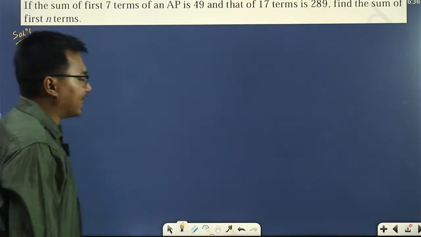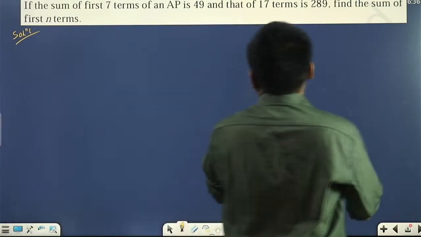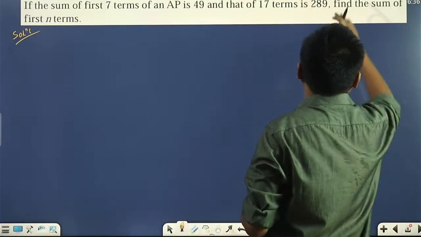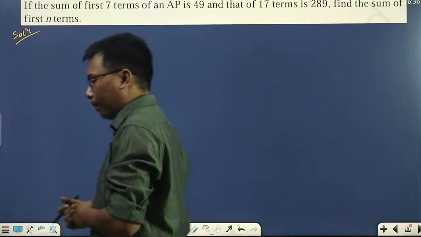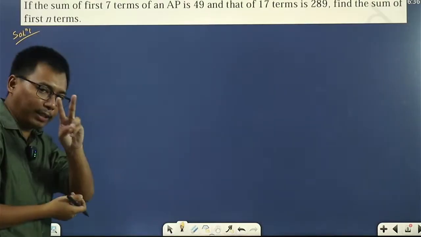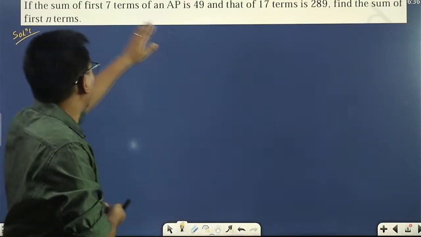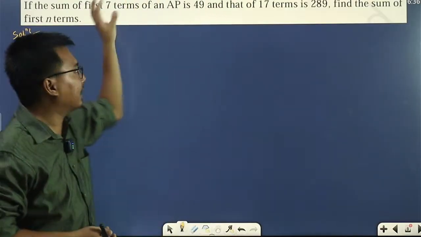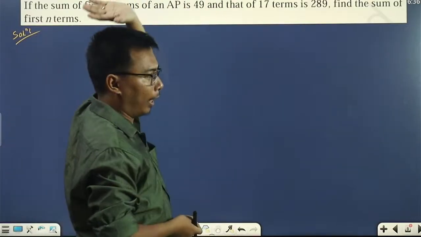If the sum of the first 7 terms of an AP is 49 and that of 17 terms is 289, find the sum of the first 10 terms. Now, if you read this question properly, 2 things are given here. The sum of the first 7 terms, which means S7, is given. S7 is 49.